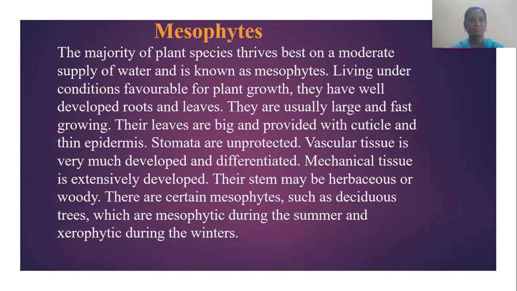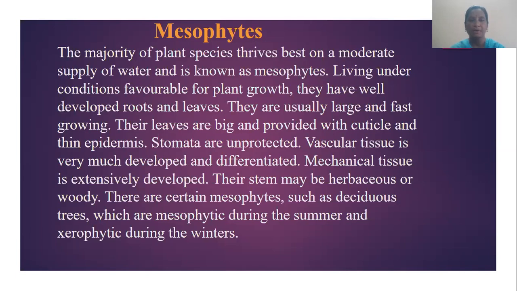Mesophytes. The majority of plant species thrive best on a moderate supply of water and are known as mesophytes. Living under conditions favorable for plant growth, they have well-developed roots and leaves. They are usually large and fast growing.